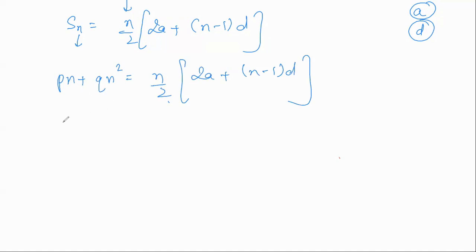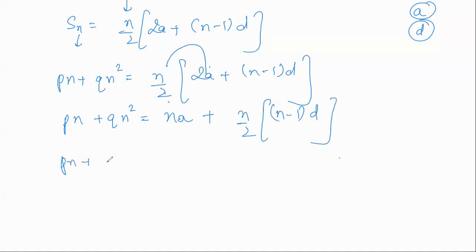Now we have to do one thing. Pn plus Qn square. Let's open the bracket. When I multiply n by 2 with 2a, the 2 cancels out and na is left. Then I multiply n by 2 with the other bracket. So Pn plus Qn square equals na plus n square by 2 times d minus n by 2 times 1 times d, which is n by 2 d. Now we don't have any other option to do.